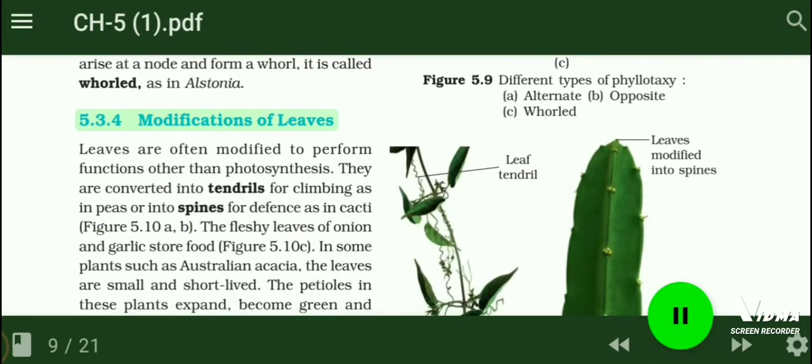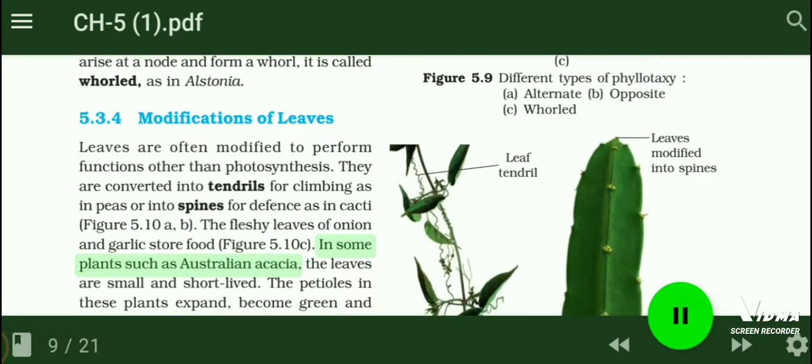5.3.4 Modifications of leaves. Leaves are often modified to perform functions other than photosynthesis. They are converted into tendrils for climbing as in peas or into spines for defense as in cacti, figure 5.10a, b. The fleshy leaves of onion and garlic store food, figure 5.10c.